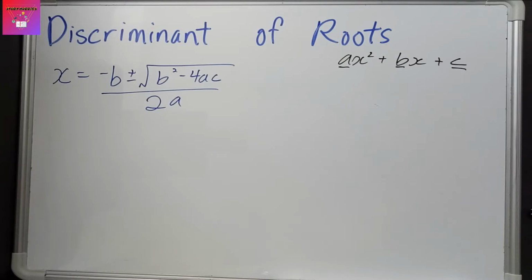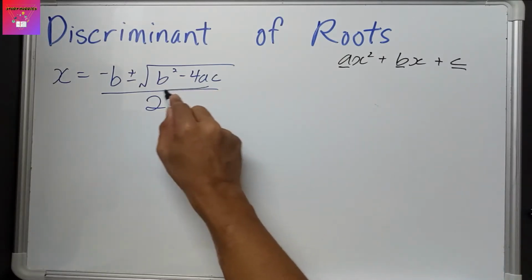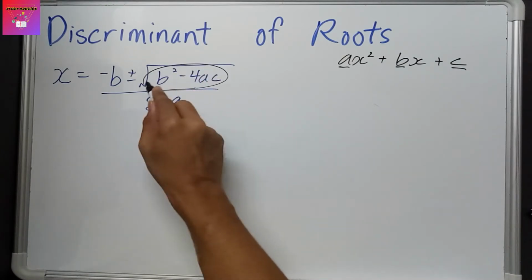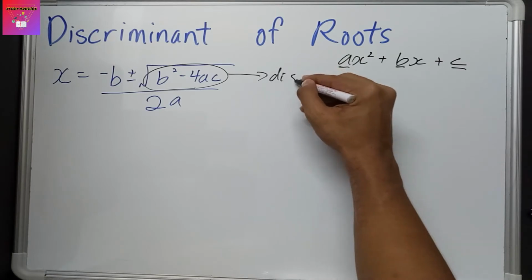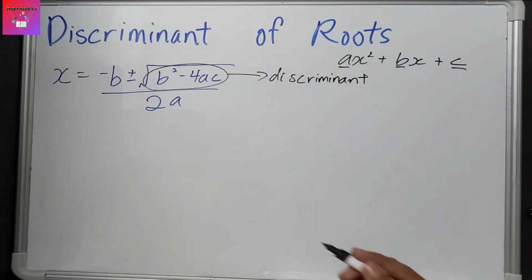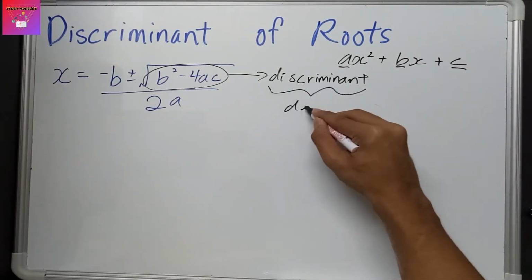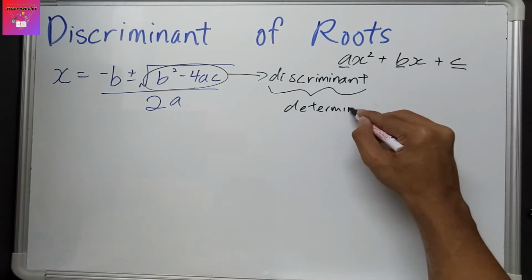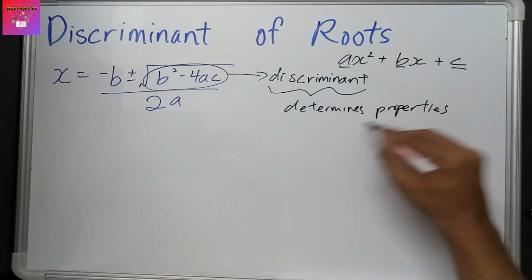So what is discriminant and roots? Discriminant and roots start off from this part, which is the b square minus 4ac part, which is called as discriminant. So why is it called a discriminant? Discriminant is the one which determines the properties of roots. So now we'll be looking at a few properties of roots.